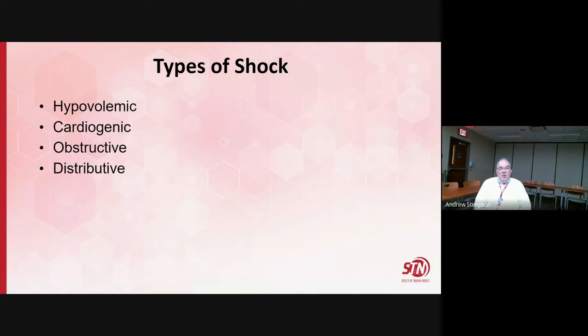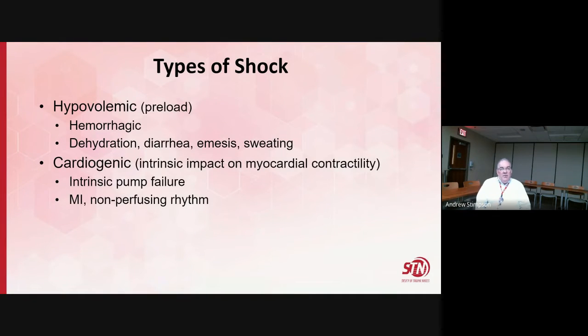So let me just take a moment and talk about the types of shock. There are 4 types of shock: hypovolemic, cardiogenic, obstructive, and distributive. All types of shock fit into one of those 4 categories. So when we talk about hypovolemic, let's think about preload. It's a decrease in preload. In trauma, that's frequently hemorrhagic shock, but just remember a number of other things.